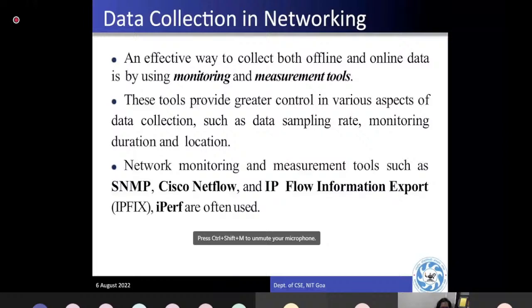In networking, an effective way to collect both online and offline data is by using monitoring and measurement tools. These tools provide greater control over various aspects of the data collection. As I said, there are different tools for collecting data. You can monitor or measure the whole network data. We have used this ITER, a measurement tool, for the data collection in our work.